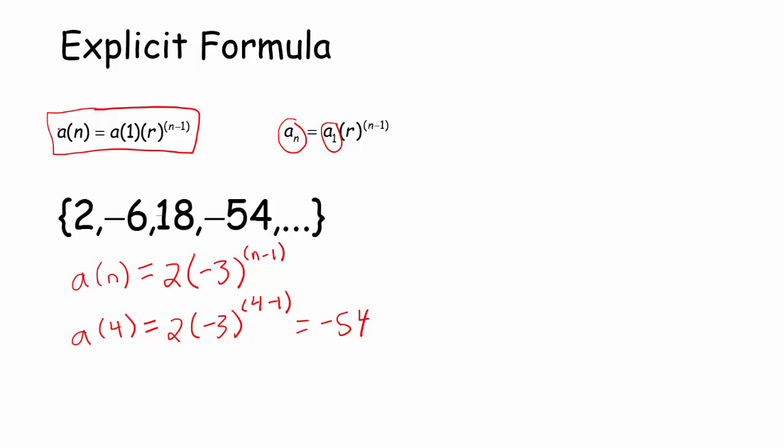A sub n and a of n in function notation, those both stand for the nth number in the list. So if ever you see function notation, that's what we're used to, but subscript notation is just a different way to annotate the same thing. So a of n here in function notation, that's the same thing as a sub n. So just keep that in mind.